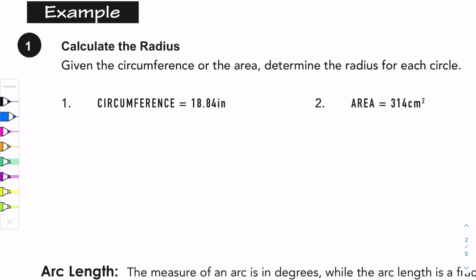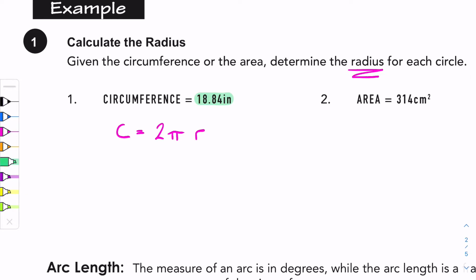For this next section of examples, we are going to be working backwards. So given the circumference or the area, determine the radius for each circle. Starting with number 1, we're given the circumference. As a reminder, the circumference is going to be equal to, I'm going to use 2 pi r. Of course, you could use pi times the diameter, but the directions are specifically asking us to find the radius, so I'm going to use 2 pi r.